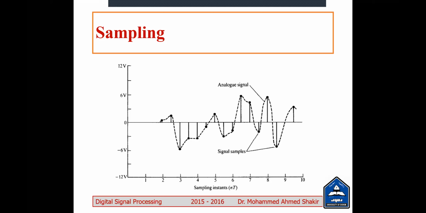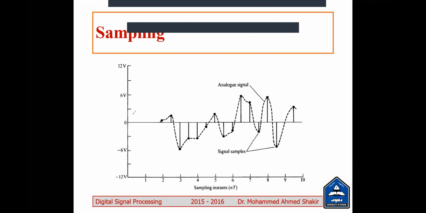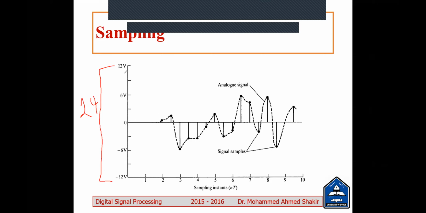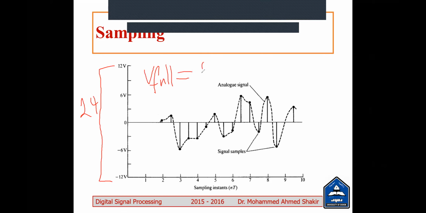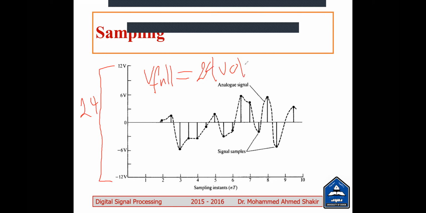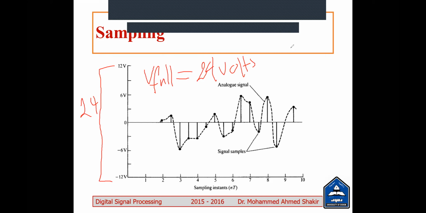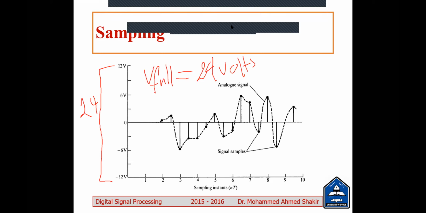Well, now, to understand more and more, now I need a notation. Look, please. Now, this distance, I mean, from minus 12 to 12, will be 24. This is 24 volts. So V full scale for this signal or for this system, V full, equals to 24 volts. Now, up to this point, we have talked only about the positive and negative VCC, and we have determined the V full scale.